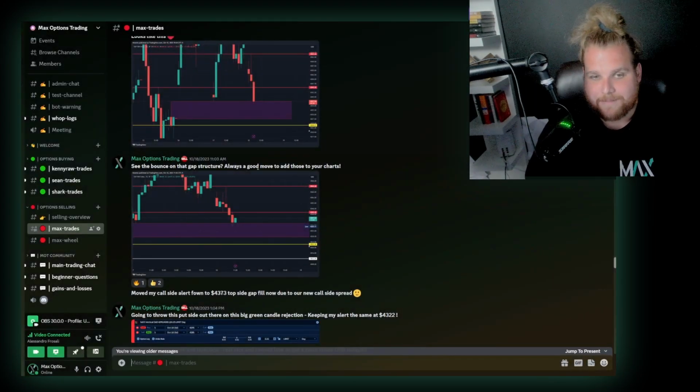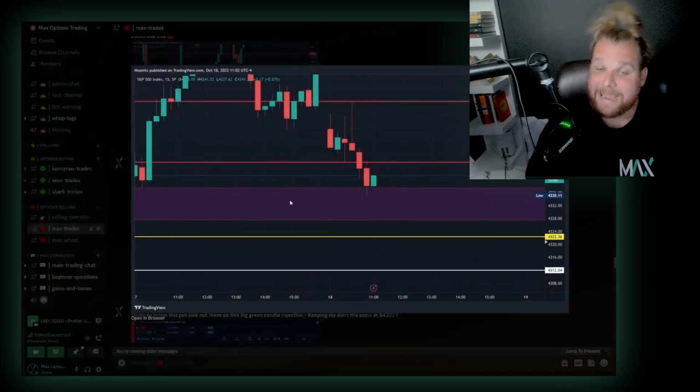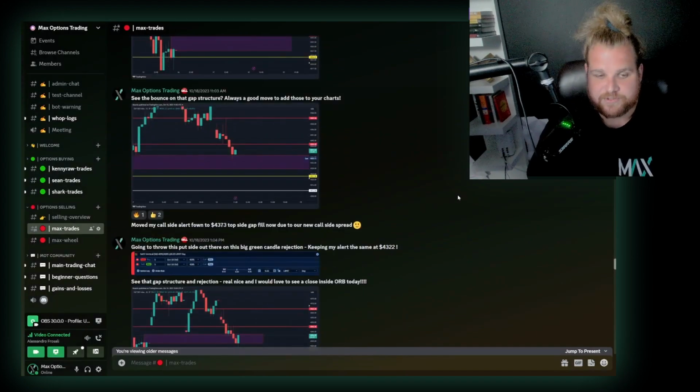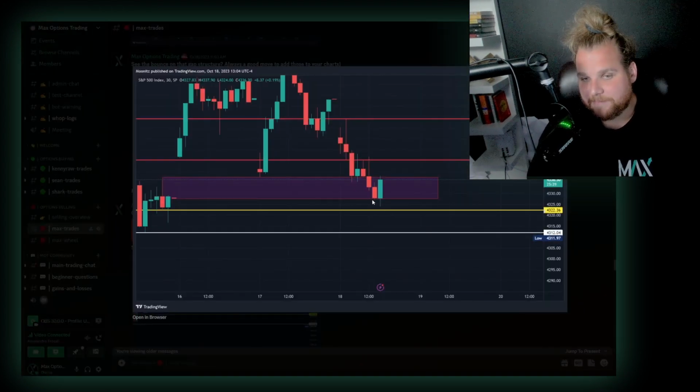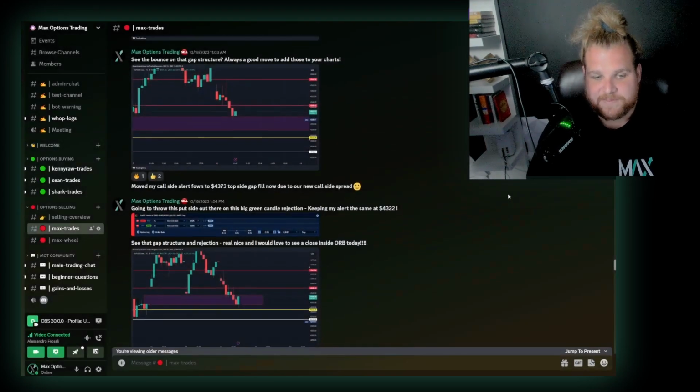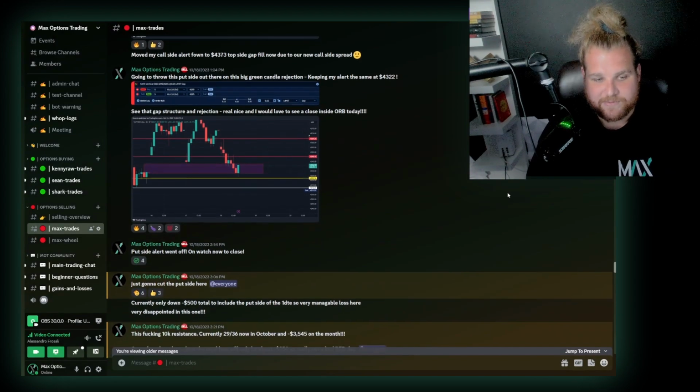I started going over gap structure. Always a good move to add gaps to your charts because you can see gap structure there. Move down the call side. We wind up filling the gap, but you can see the perfect bottom here where it filled the gap again. That has become a major level of support and resistance throughout the day.